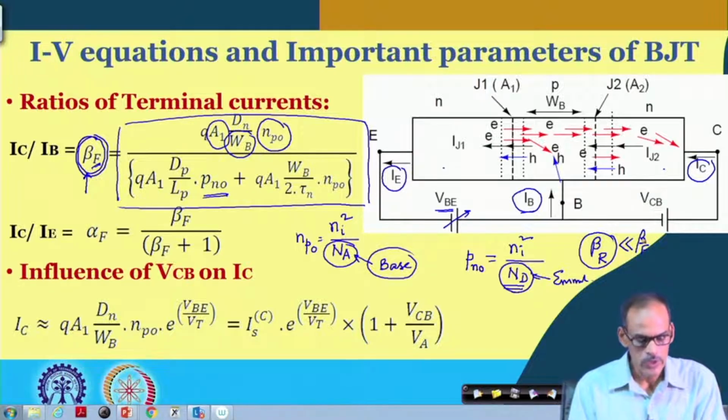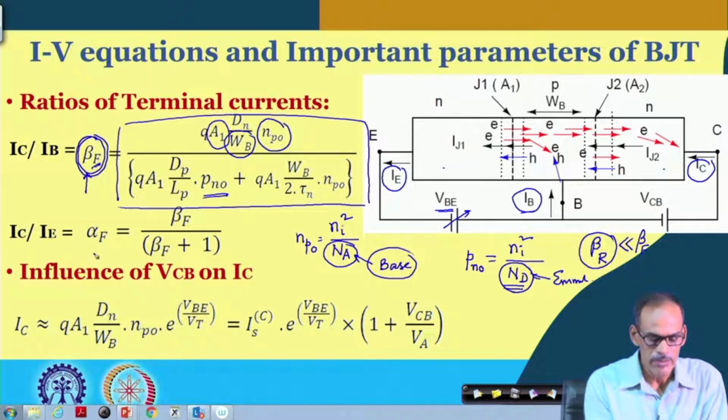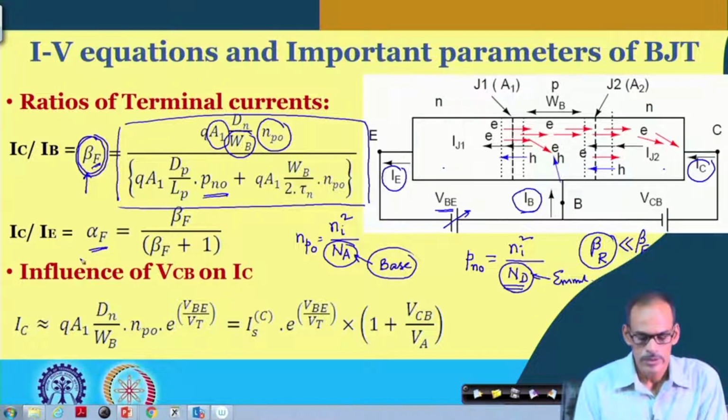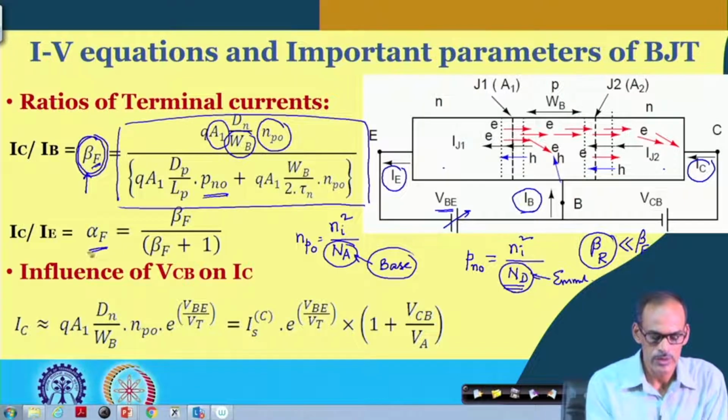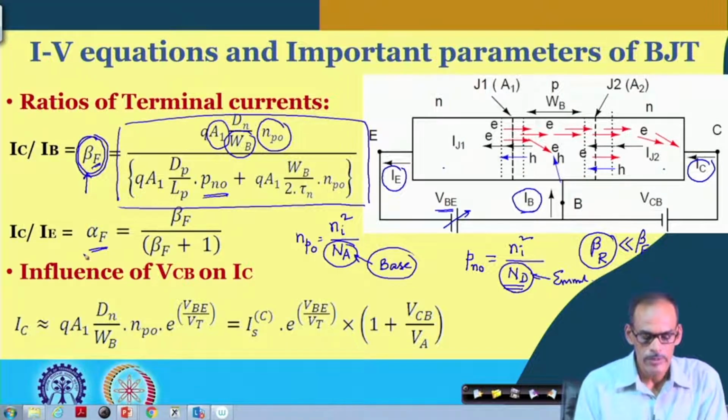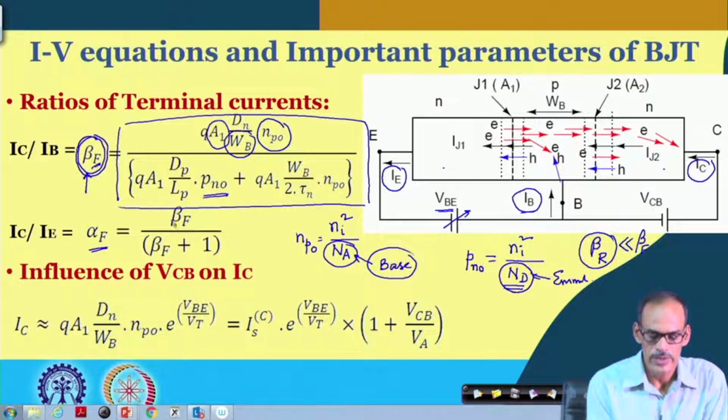Now, we also have another parameter called alpha f, which is the emitter to collector current gain. As you can see from this expression, if beta f is very high compared to 1, alpha f may approach approximately 1, though it will be slightly less than 1.